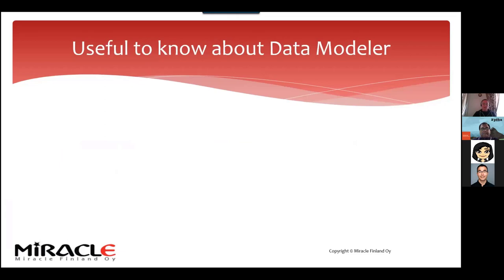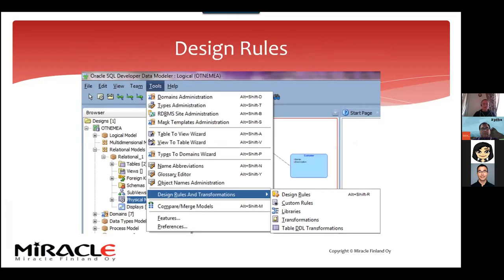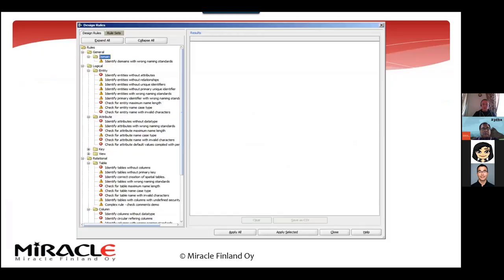Something useful you should know about Data Modeler. You saw the error messages I got from my DDLs. It says something about design rules. So there are design rules in the tool where you can define what the rules for your design are. Like entities always have to have attributes, or there cannot be a table that doesn't have columns. Or there can't be a column that doesn't have a description, something like this.